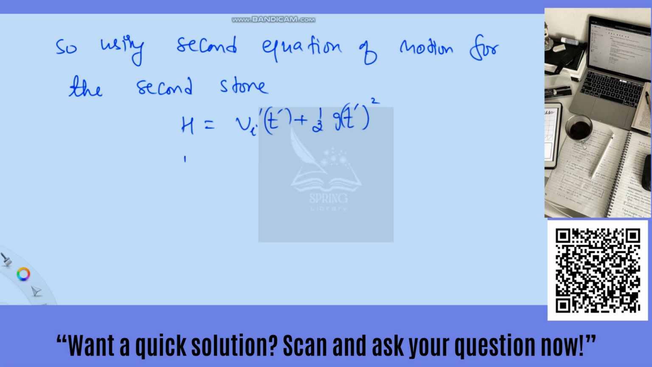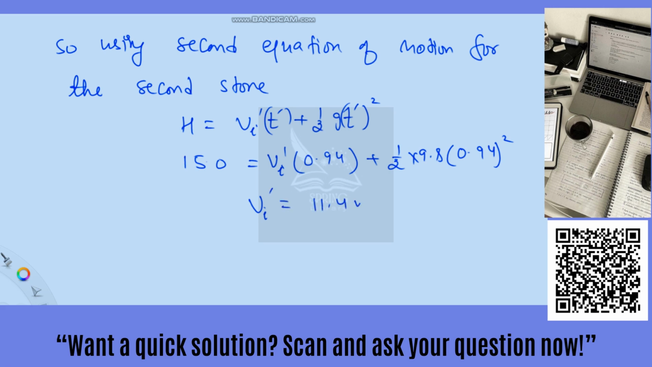So plugging in the known values, this is 15.0 is equal to vi dash missing, we have to find it, into 0.94 t dash plus half multiplied by 9.8 multiplied by 0.94 square. So this equation is solved to get the value of vi dash to be equal to 11.4 meter per second, means the second stone should be thrown vertically down with a speed of 11.4 meter per second, so that both the stones will reach the ground simultaneously.